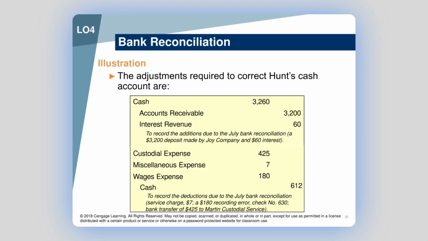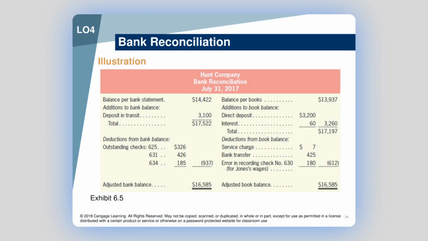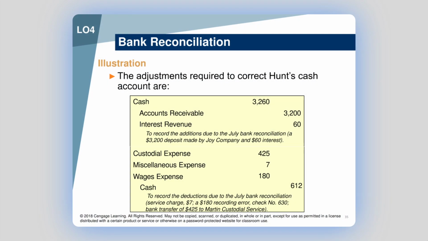So, the adjustments required to correct Hunt's cash account are: you have your cash debit, accounts receivable 32, and you have your interest revenue of 60. So, yun naman ang usual na ginagawa particularly for our cash. Also, we have custodial expenses, miscellaneous expense, and wages expense of 180 and cash of 612. So, class, ibig sabihin, after this, what you will do is the adjusting entries.